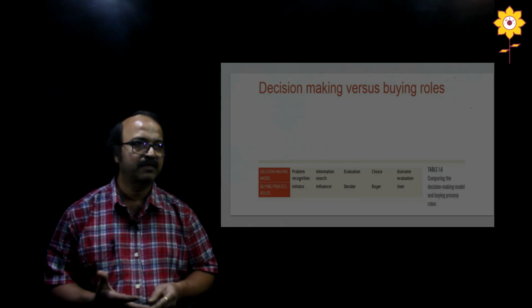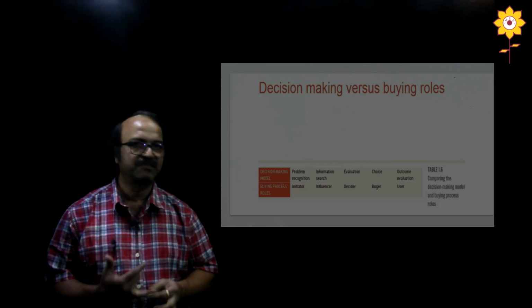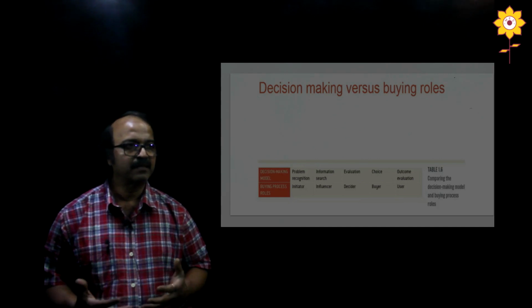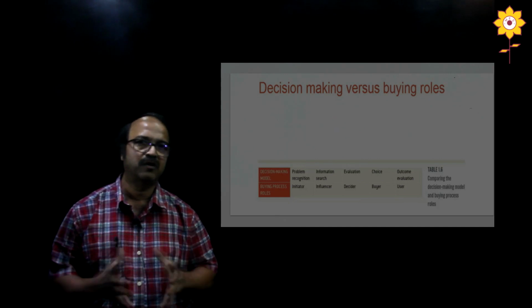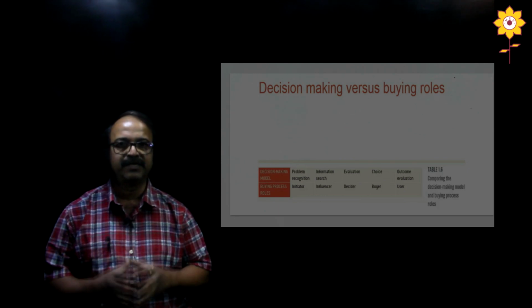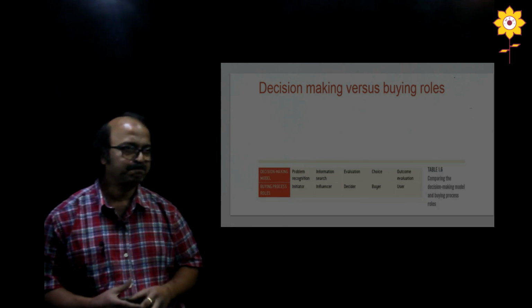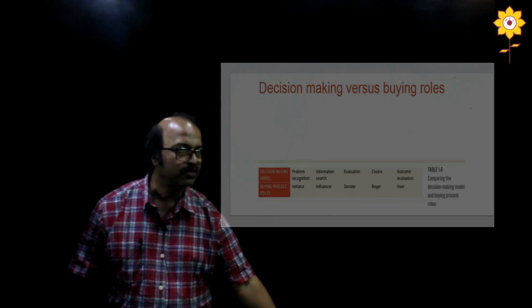There might be an initiator in the house, an influencer in the house, a decision maker in the house, there will be a buyer, and the users are the whole of the family. If you look at it only at the B2C level, which is the end user, the user is a consumer. So this is the buying process.